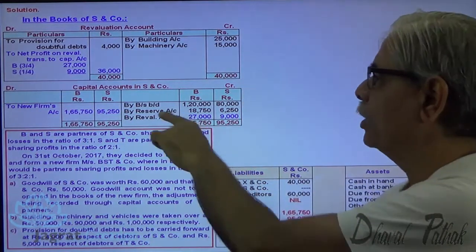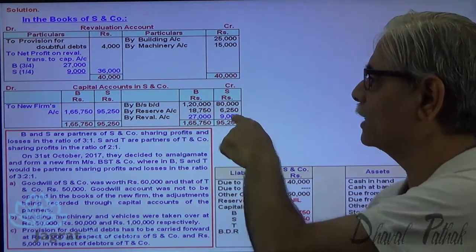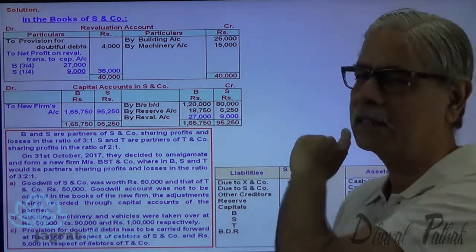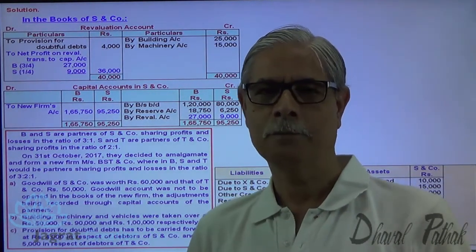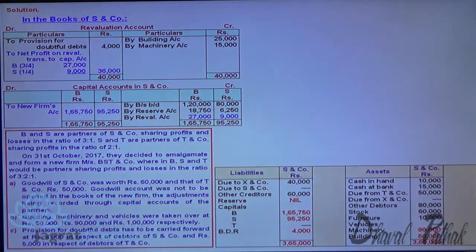Fourth entry, distribution of general reserve. General reserve account debit to B's capital account and S's capital account 18,750 and 6,250. This is how the reserve is transferred. 4 journal entries are over. Now the 5th journal entry. All these assets are transferred to the new firm. The new firm is BST company. BST company is the receiver of all these assets.